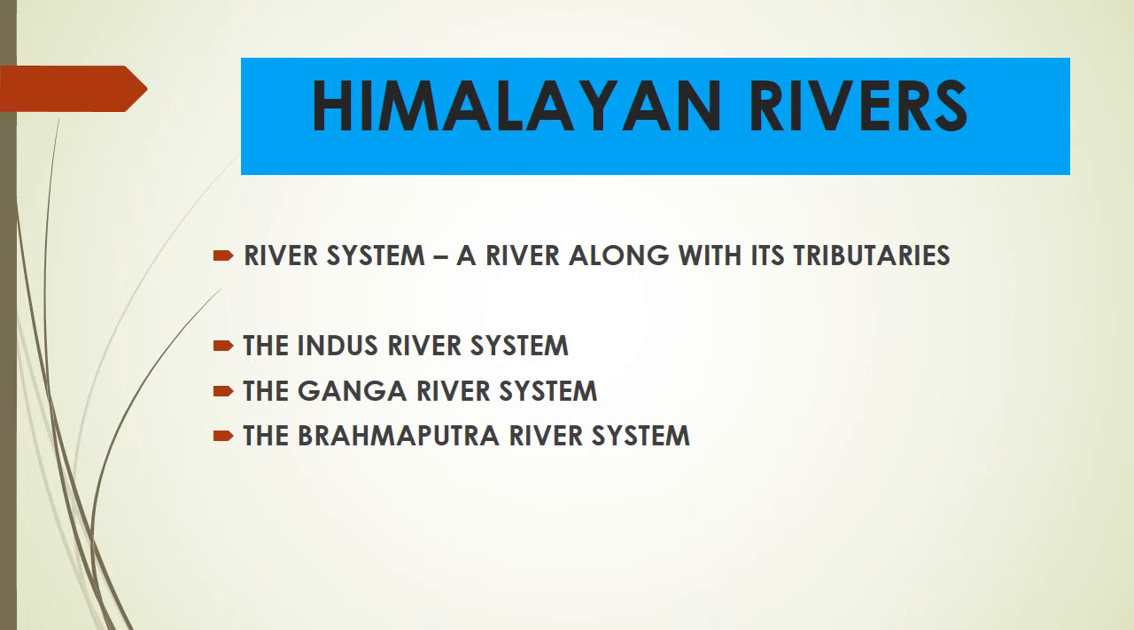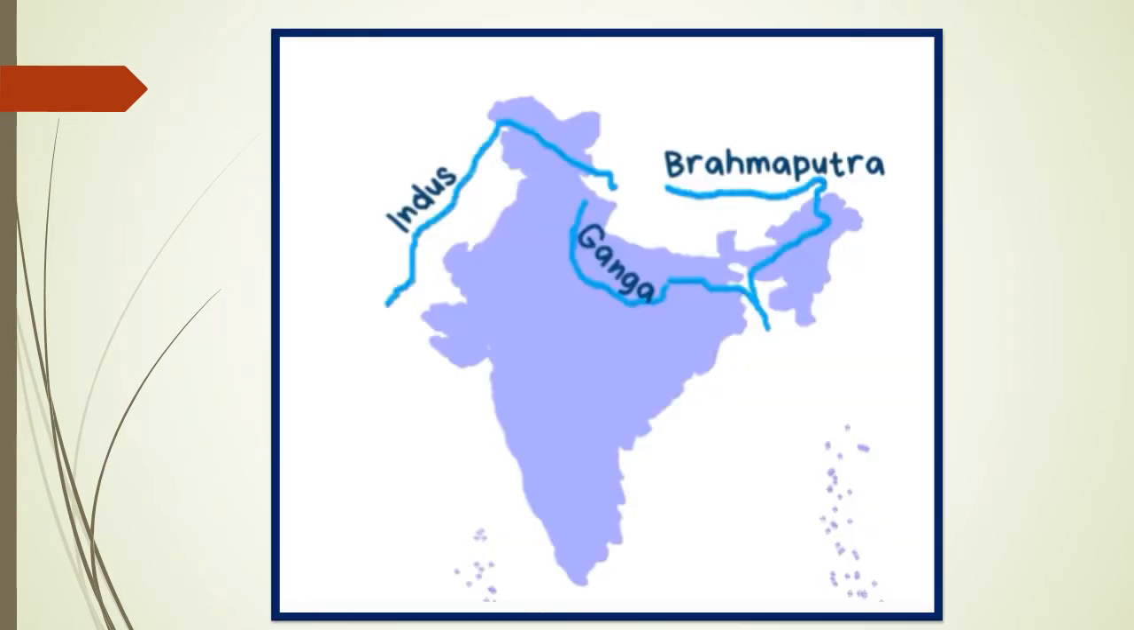Now what is a river system? A river along with its tributaries. So we are going to learn about the Indus river system, the Ganga river system and the Brahmaputra river system. So children, we will learn in detail about each river system. As you can see, these are the three main Himalayan rivers. So we'll start with Indus.